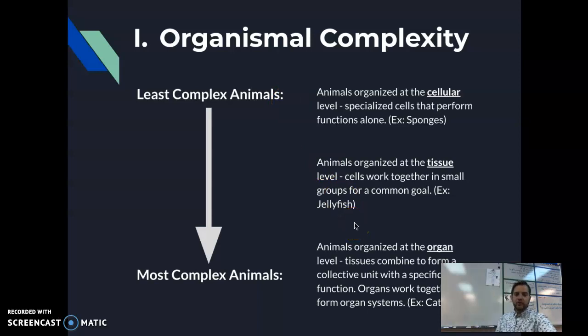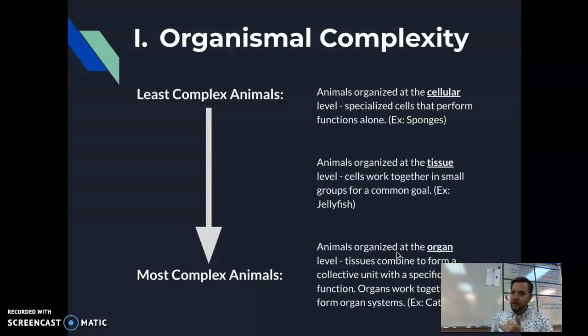Now, the most complex organisms, I put cats as an example, but that of course includes us and everything else in our phylum. Those are ones that actually have organs. Organs being cells that combine to make tissues, and those tissues work together to make a body within the body that does a specific function.